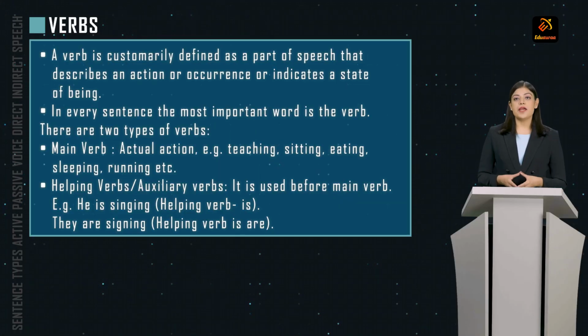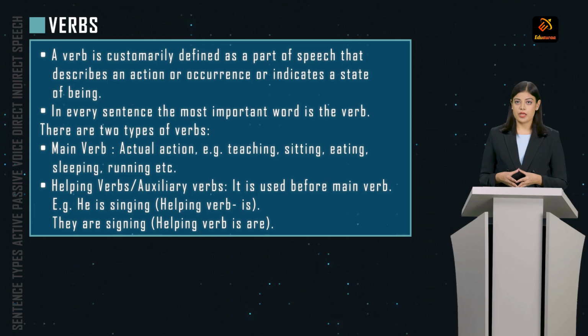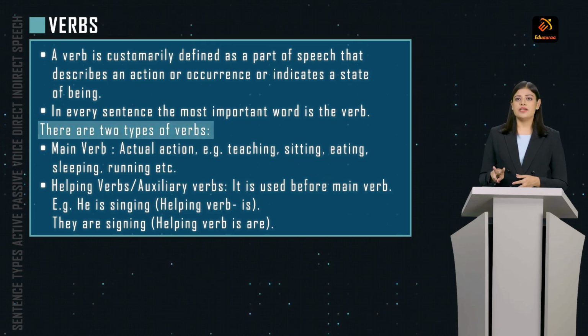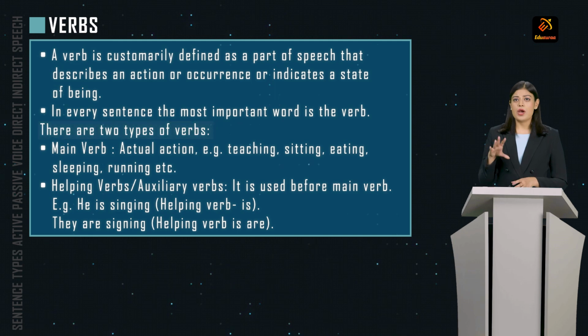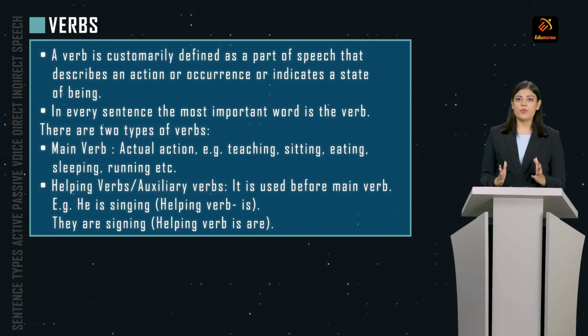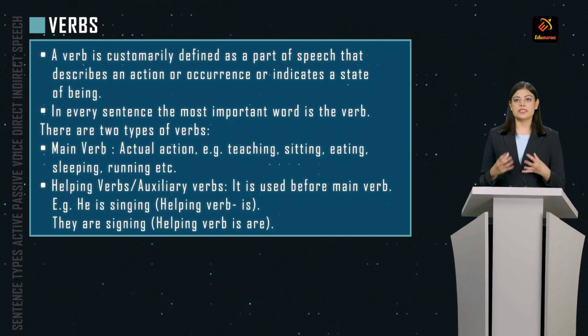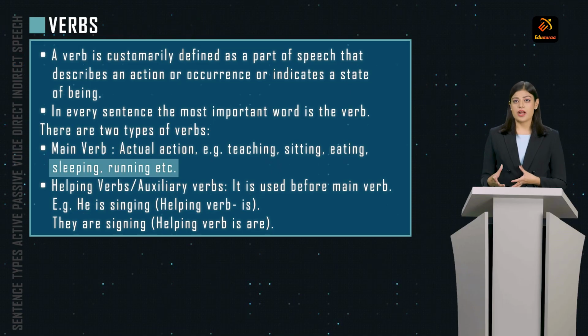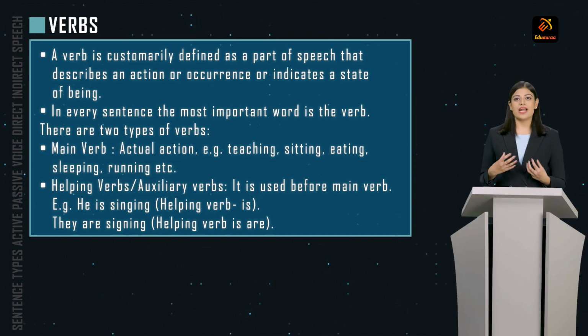Now there are different types of verbs, but verbs can mainly be categorized into two parts: main verb and helping verb. Your main verb is the actual action in the sentence. For example, teaching, sitting, eating, sleeping, running. These are your actual actions.